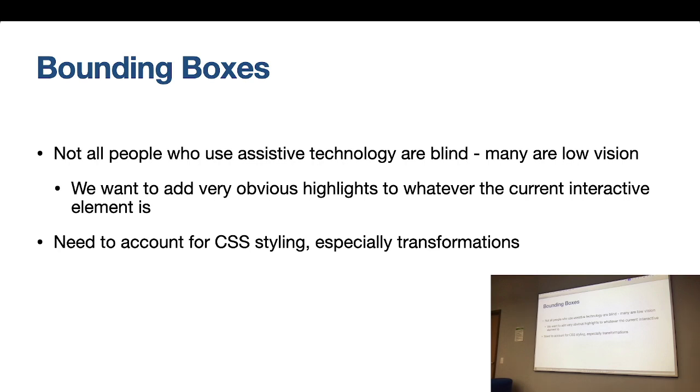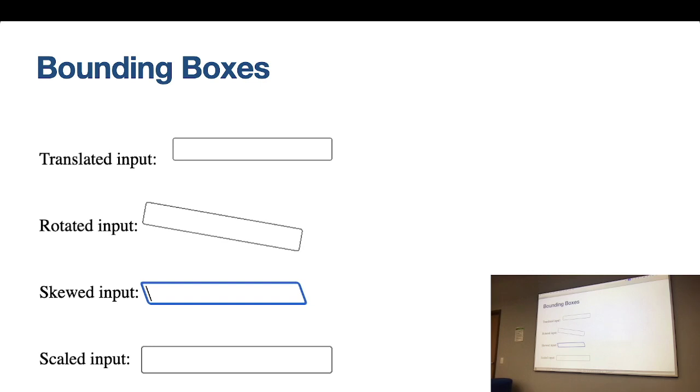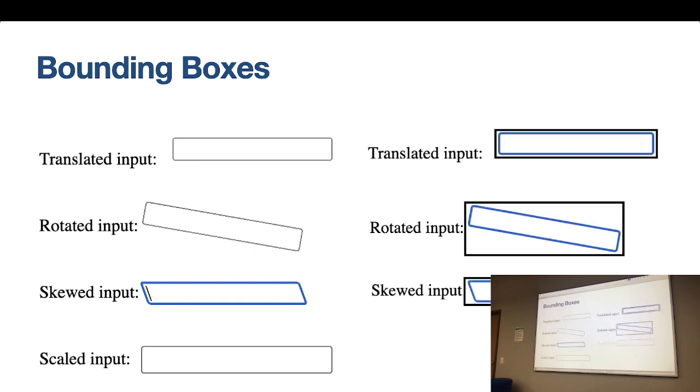And so obviously, if we want to draw a bounding box across the active element, we need to account for things like width, height, and so on and so forth. This also needs to account for CSS transformations, right? For example, if we have a bunch of rotated, skewed, or scaled inputs, the bounding box around them needs to account for this. We can't just naively put it where the element would be without CSS transformations, right?